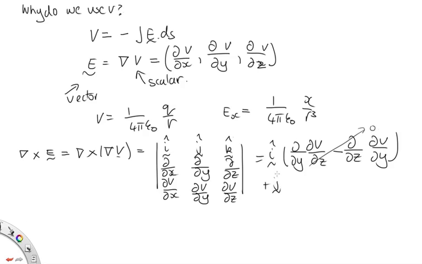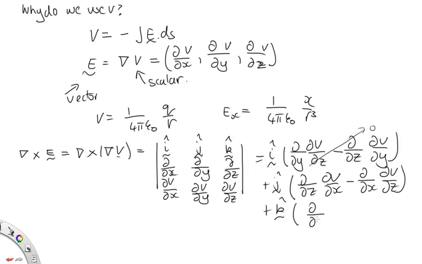If we do it for the j direction, we end up with d dz of dV dx minus d dx of dV dz, which is again 0. And in the k direction, we've got d dx of dV dy minus d dy of dV dx. So this is equal to 0. And so we've just shown Maxwell's second law there.